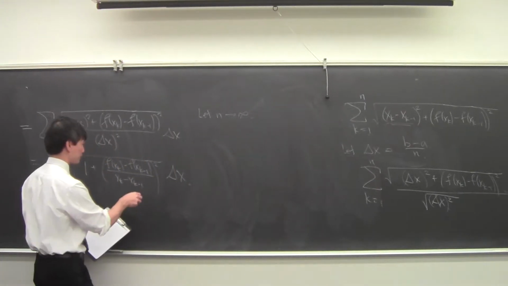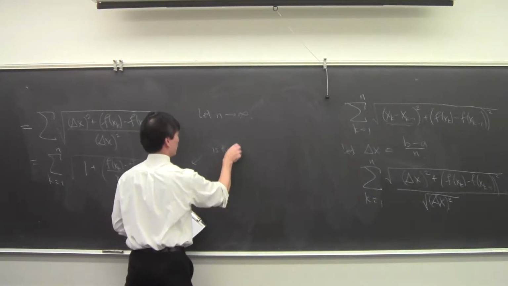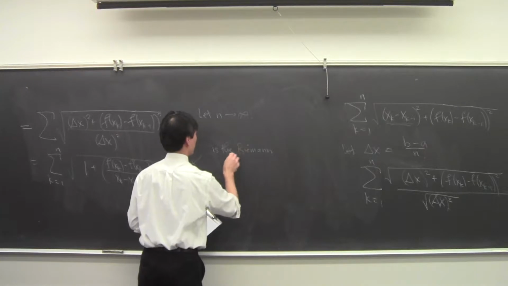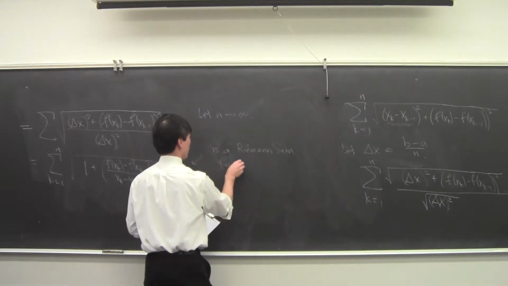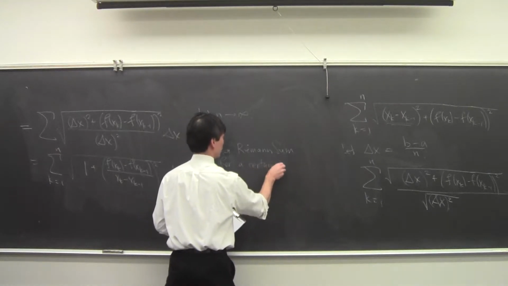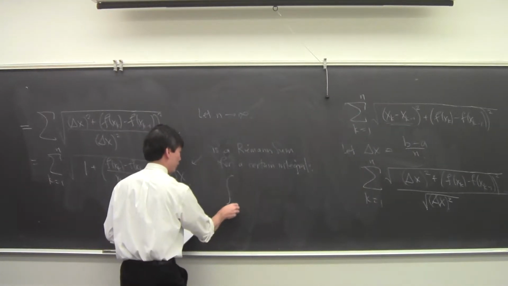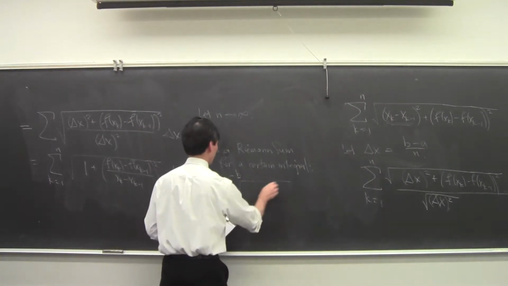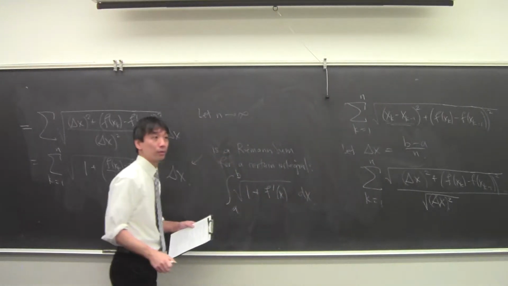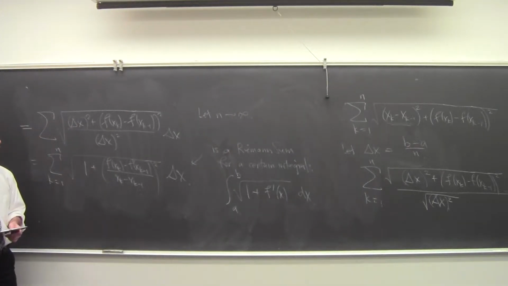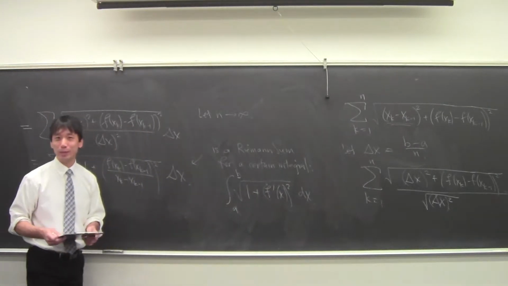Right. So what you see is that this thing is a Riemann sum for a certain integral. What's the integral? Well, the integral from a to b of the square root of 1 plus f prime of x, dx. Squared, excuse me, squared. Thank you.